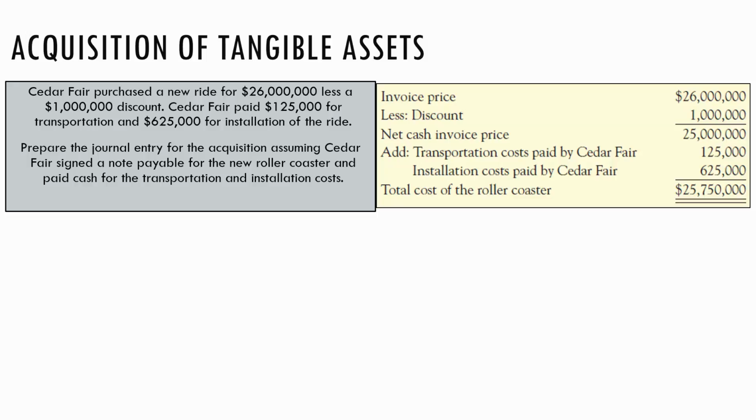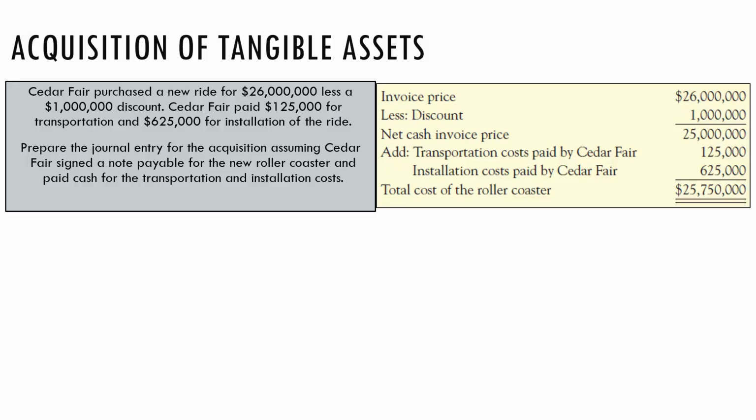Here we have another problem where we have Cedar Fair purchasing a ride for $26 million less a discount. They paid $125,000 for transportation and $625,000 for installation. So what we have to do when we come to a problem like this is ask ourselves, what are the necessary amounts which we paid to use this new ride, to get this new ride in a condition where it can be used? So I'm assuming Cedar Fair is an amusement park.